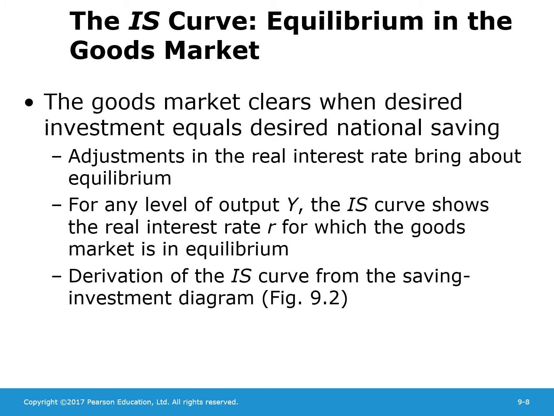So this is the IS curve. It represents the equilibrium in the goods market. Each real interest rate on this IS curve will be the goods market clearing real interest rate, which means this is the interest rate that clears the goods market, that achieves equilibrium in the goods market. How to derive the IS curve? We will derive the IS curve in the next figure, figure 9.2, from the saving investment diagram.